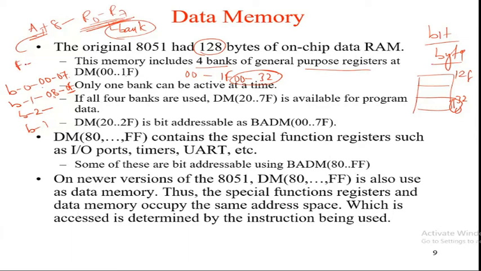What is the decimal equivalent for F? 15. What is the next address after 15? 16. What is the hexadecimal equivalent for 16? 10. Yes, nice. So bank 2 will start from 10. So total 8 addresses. What is the last address of bank 2?